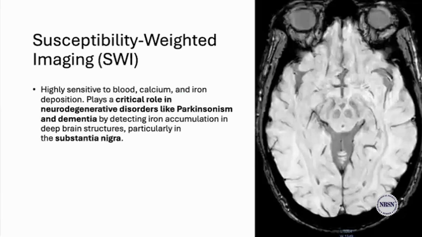Susceptibility-weighted imaging is highly sensitive to substances like blood, calcium, or even iron. It's very valuable in neurodegenerative conditions like Parkinsonism and certain forms of dementia, where it helps to detect iron buildup in deep brain structures, particularly in the substantia nigra.